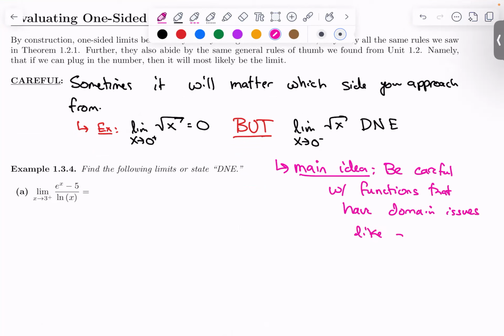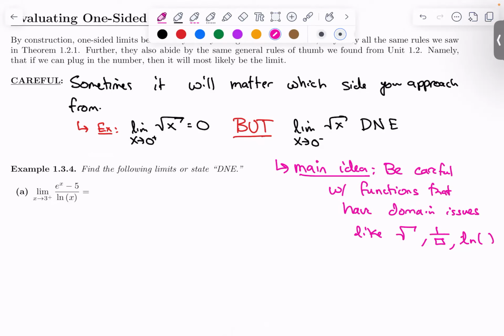Like square root, 1 over blah, and natural log of blah. Those types of things. Those are the ones where we need to be careful, right? Because they have domain restrictions.